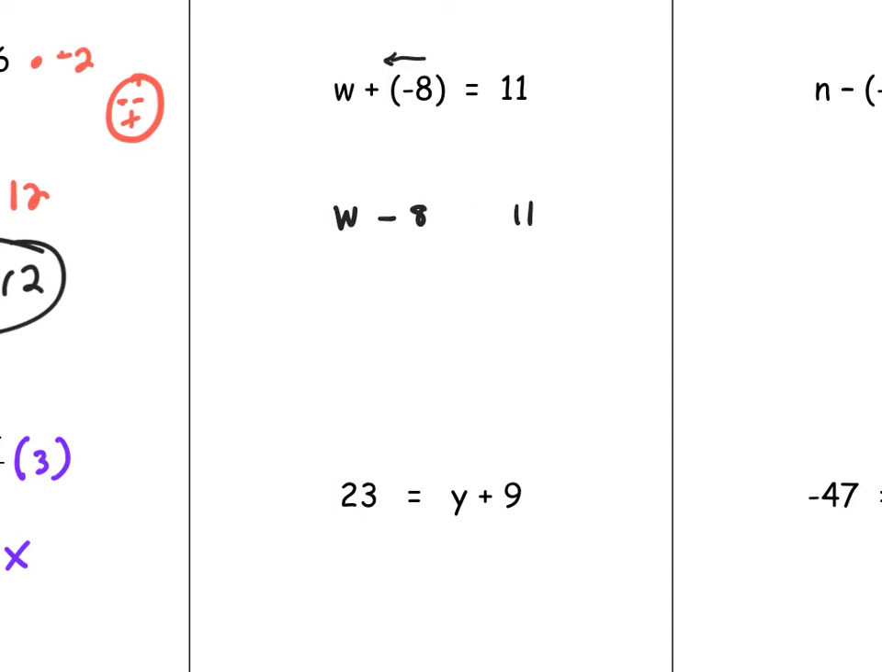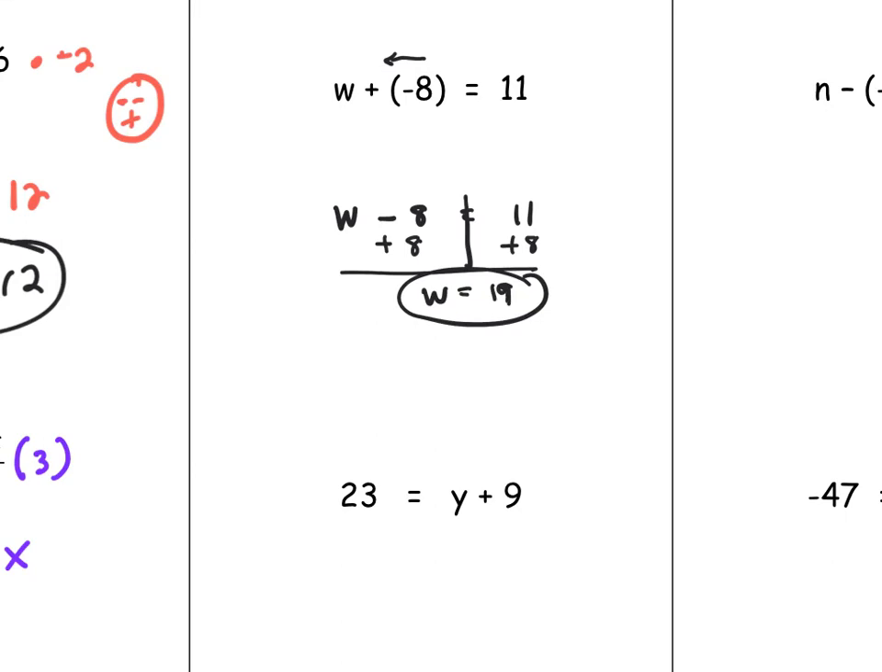I need to not erase my equal sign, come back. I need to build my wall, and now that I see that it's minus 8, I'm going to add 8 on both sides, and the answer is w equals 19.